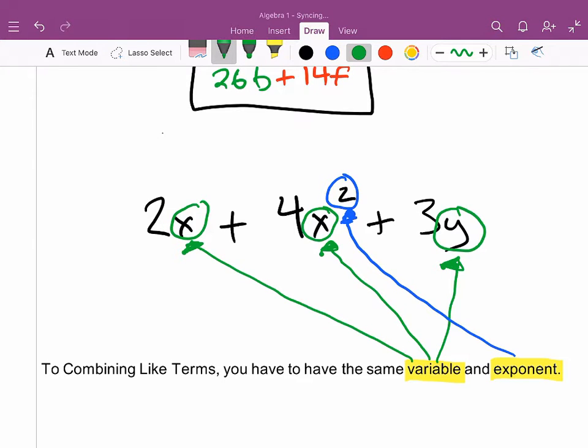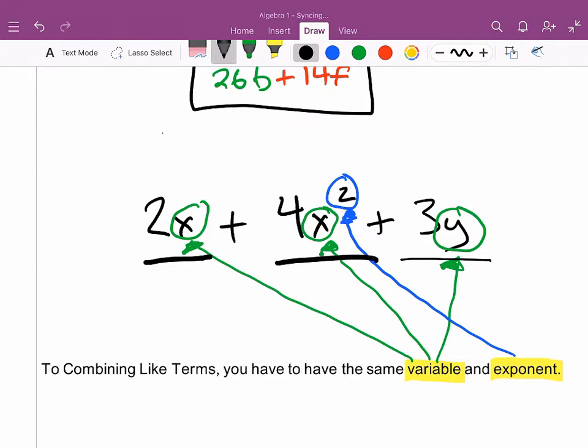Okay. So if you look at this, none of them have the same variable and exponent, okay? This first example is just an x. The second one is an x with the squared on top. This is a 3, it's a y, different variable, okay? They're all different. You cannot combine these.